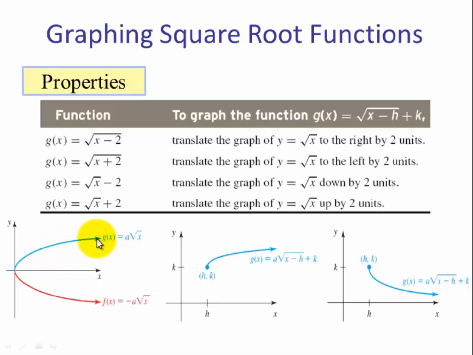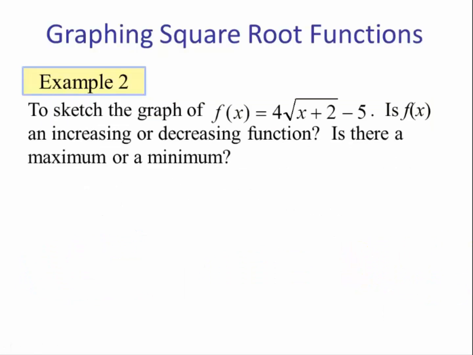If a is positive, it's an increasing function. If a is negative, it's a decreasing function. Here we have a graph where h and k are positive. H tells us how much to move it to the right, and k tells us how much to move it up. And since this is an increasing function, this value of hk is a minimum. For this graph, this is a decreasing function, so that means a is negative, and this hk is a maximum value. Let's do some examples.